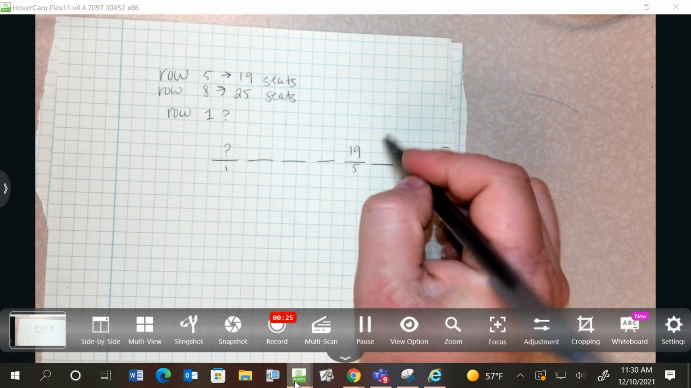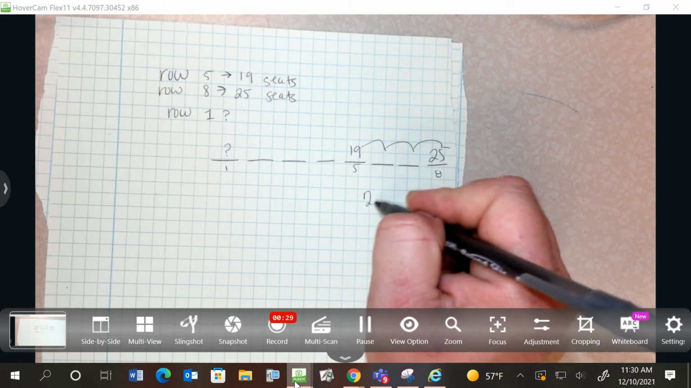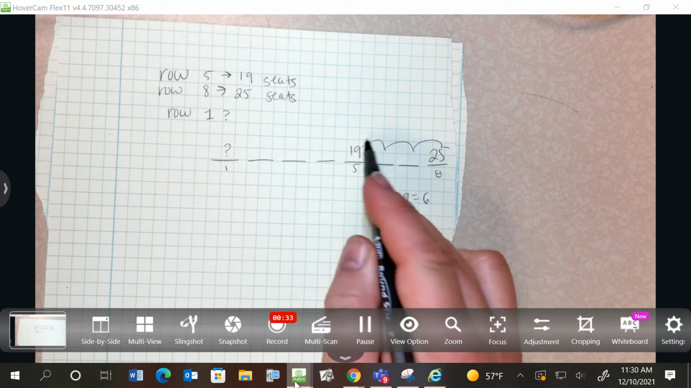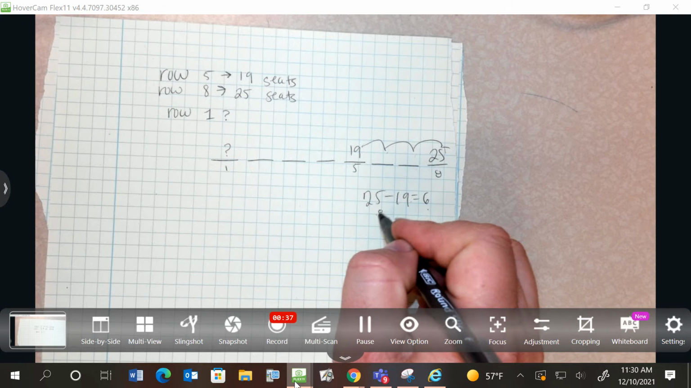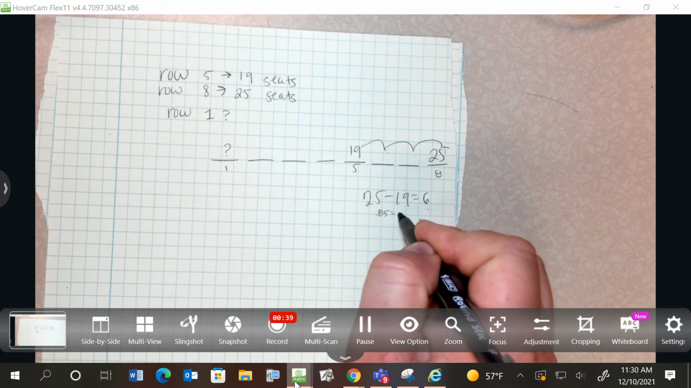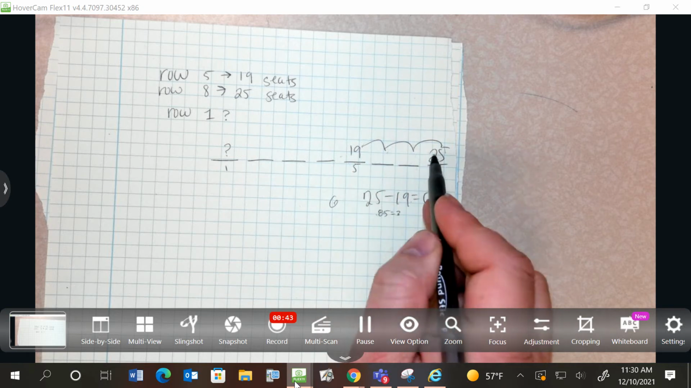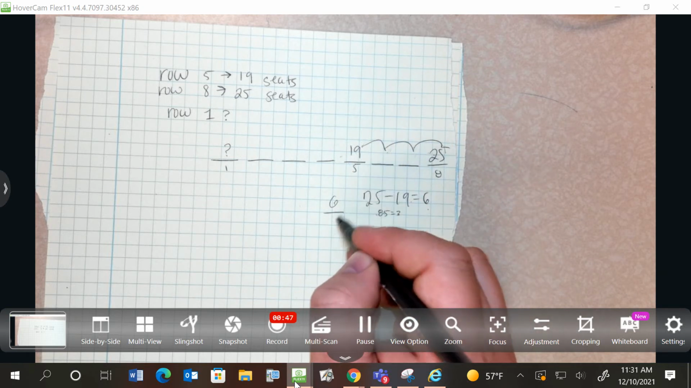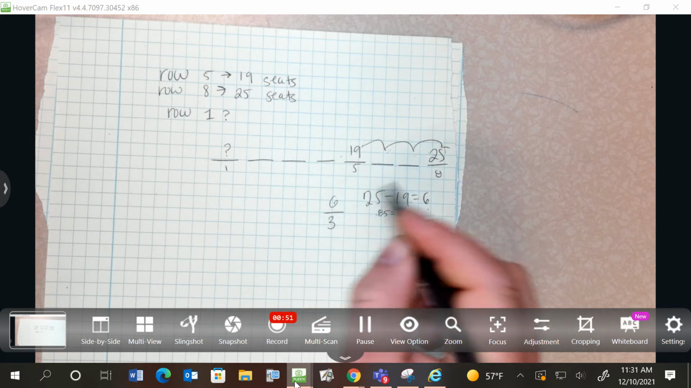So I'm jumping 1, 2, 3 places. In 3 places, I can see the difference is 6. So 8 minus 5 is 3 places. So I'm going to take the difference in the number of seats divided by the change in rows. We went from row 5 to row 8, which is a difference of 3.